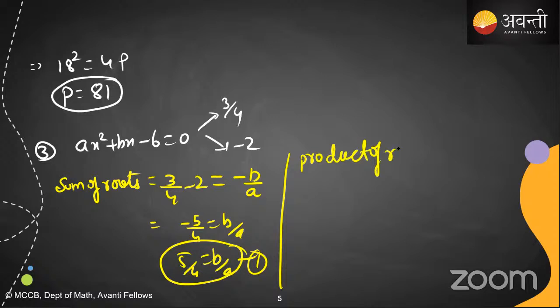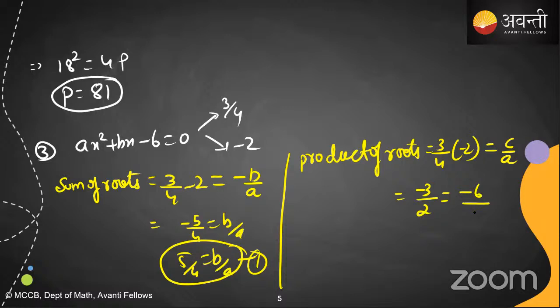Product of roots. Product of roots करो. 3 by 4 into minus 2, and product of root is also, we know that, c by a, right? So what is this? Minus 3 by 2 is equal to, c is how much? Minus 6. A is how much? So how much is a? A is nothing but 4, right? A is nothing but 4.